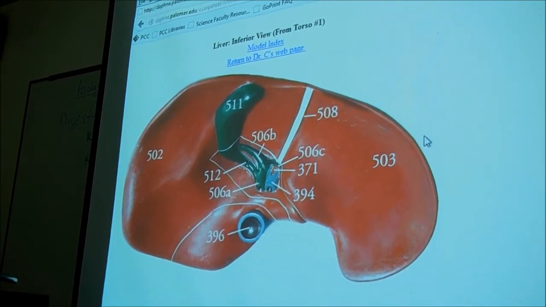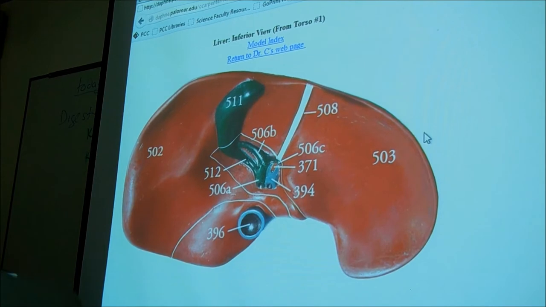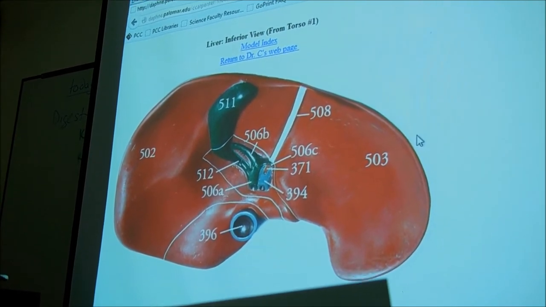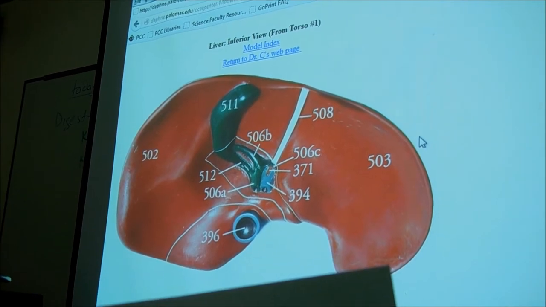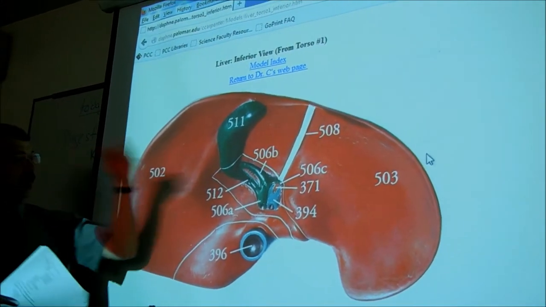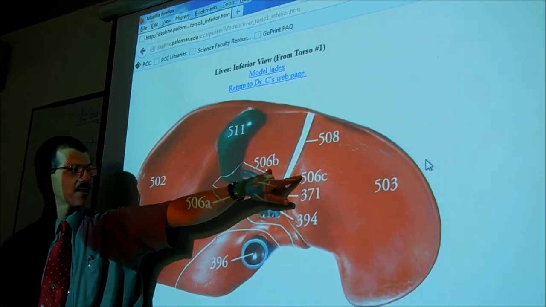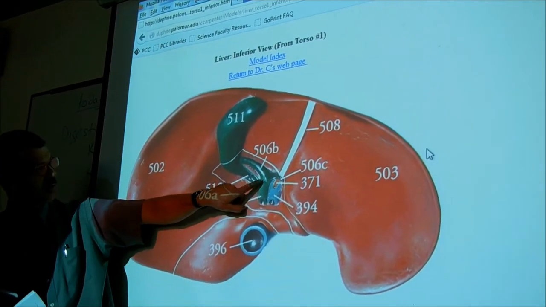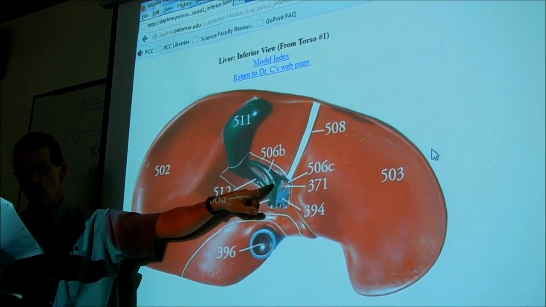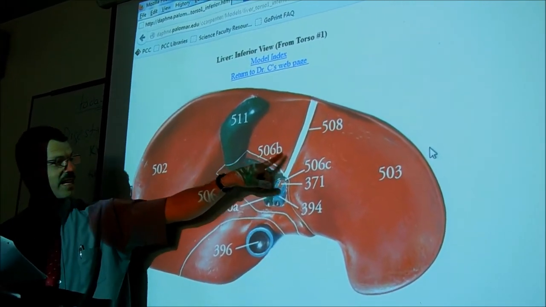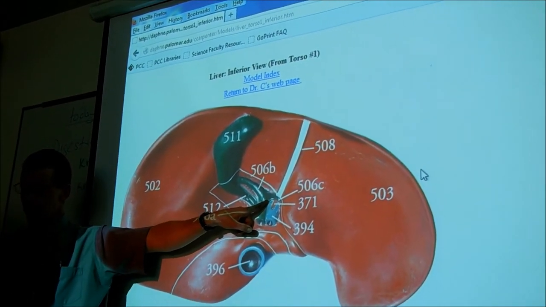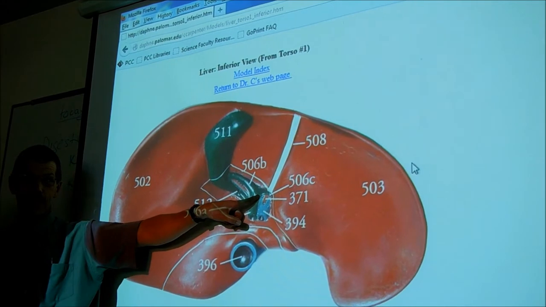Is there a different thing that we should be looking for? You said cystic duct? Cystic duct. It's under gallbladder, which is on the next page. Right. So you have cystic duct 512. You have right and left hepatic ducts 506 B and C. Look right here where my finger's pointing. What would you call that area where B and C meet together? The common what?